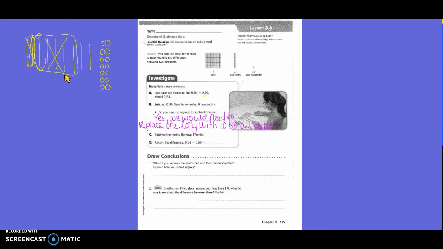How many small cubes do we need to get rid of? 6, right? So I'm going to circle 6 small cubes and put an X on them. So what am I left with when I subtract that out? Do I have any flats? No, so I put a 0.